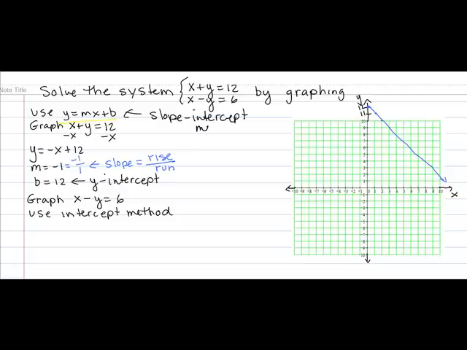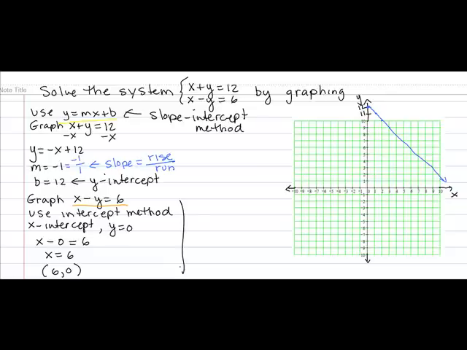What is the intercept method? The intercept method is when you find the intercepts, and there's two intercepts. There's the x-intercept. The x-intercept is when y is 0. If I plug y is 0 into this equation, I get x minus 0 equals 6, or x equals 6. So I have the ordered pair, which represents x is 6 and y is 0.